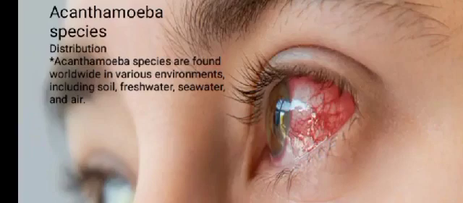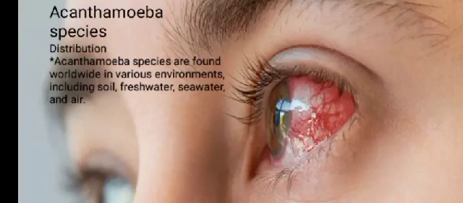Acanthamoeba species are free-living amoebas that can cause infection in humans and animals, causing diseases such as amoebic keratitis and encephalitis. Encephalitis is caused when Acanthamoeba enters the body and spreads to the central nervous system.